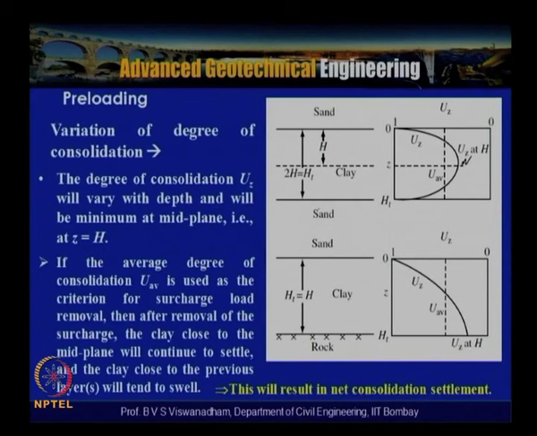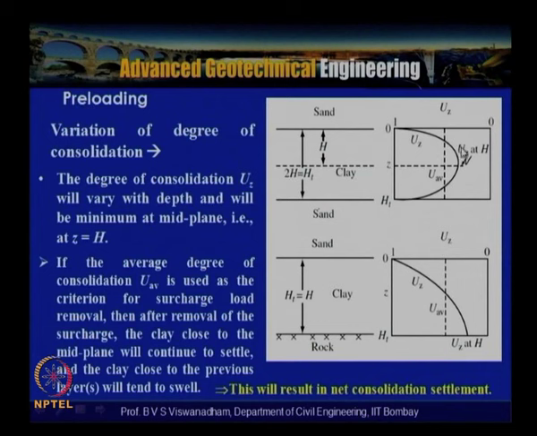So here one thing we need to notice: if you are having double drainage, that is HD is equal to 2H by 2, that is H, water flows in both directions. So the drainage path is H here, and this is at any time T. So this is before applying the preload.